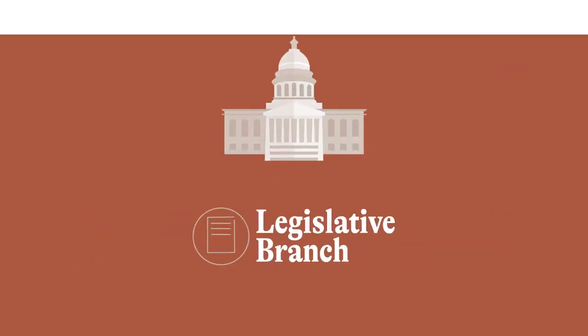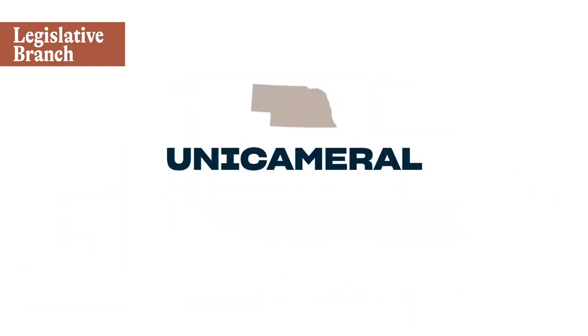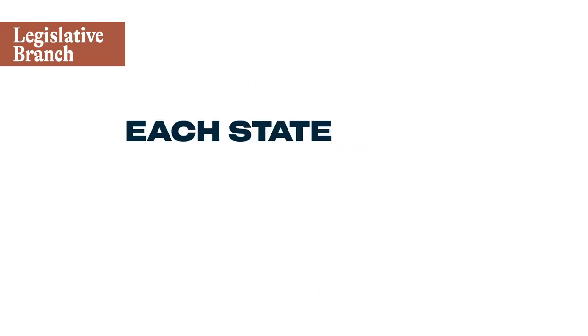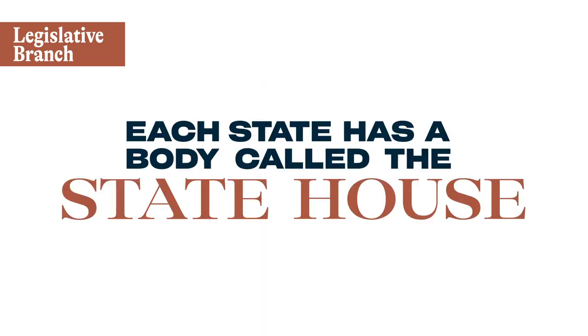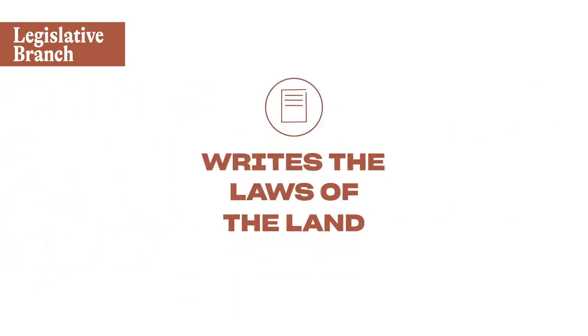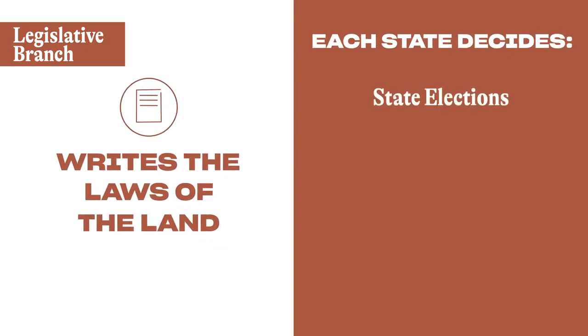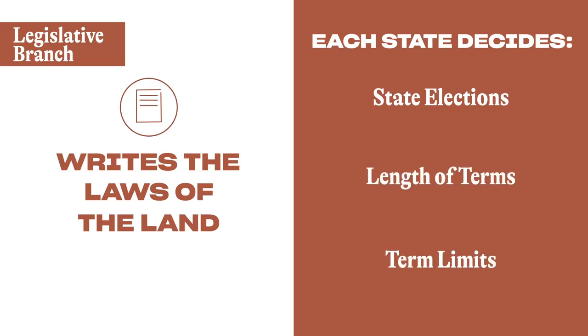State legislative branch. All states but Nebraska have bicameral state legislative bodies. Nebraska is a unicameral body, meaning there is only one chamber that decides state law. The other 49 states model the U.S. Congress. Each state has a body called the State House, which is sometimes called the State Assembly, as well as the State Senate. The state-level legislative branch performs the same function as the U.S. Congress, but each state decides when to hold its state elections, the length of term, and term limits for their legislators.